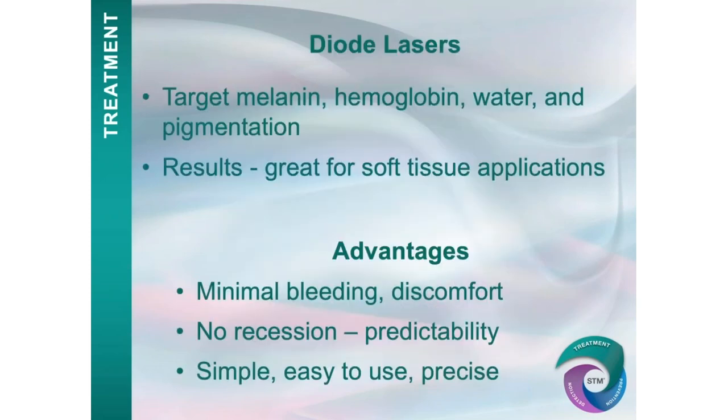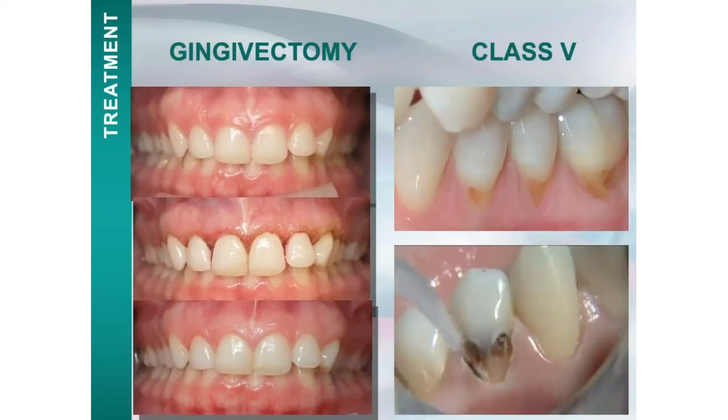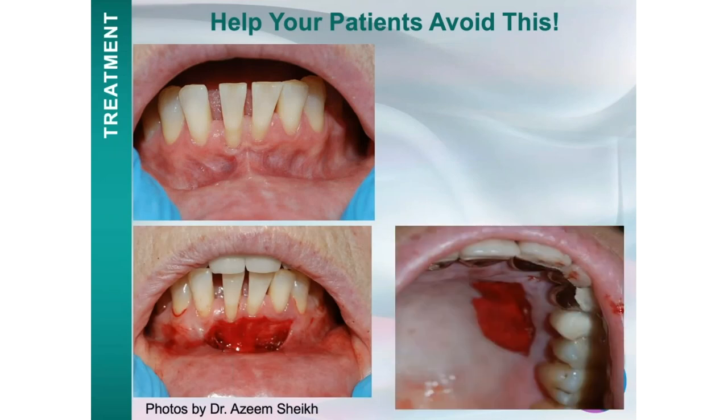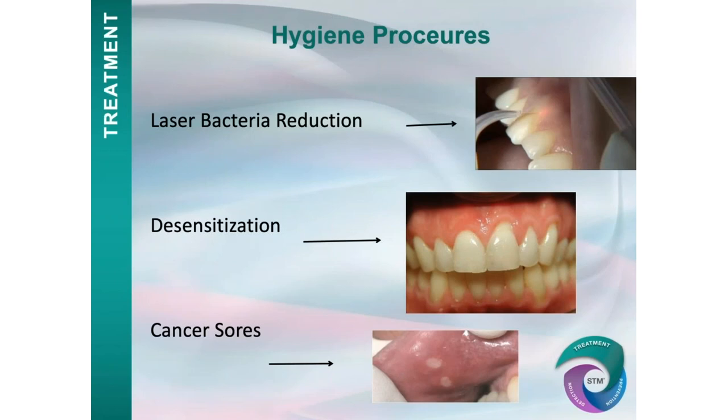So the diode lasers are what we typically use for soft tissue applications, right? And the advantages are that you get minimal bleeding, minimal discomfort, no recession, simple, easy to use. So there's a lot of procedures that the doctor can use it for, from gingivectomies and class 5 restorations to frenectomies, which the patient often has on the lower anterior and upper. So what would we want for our patient? Grafting or frenectomy? Right? That's the key.